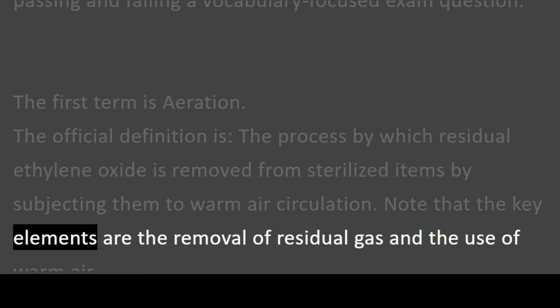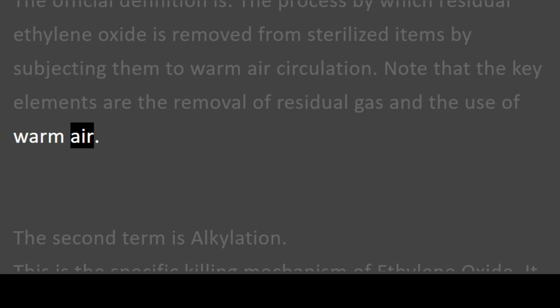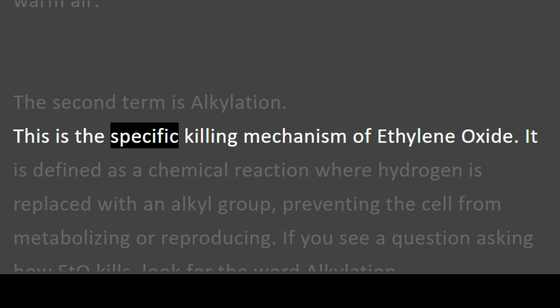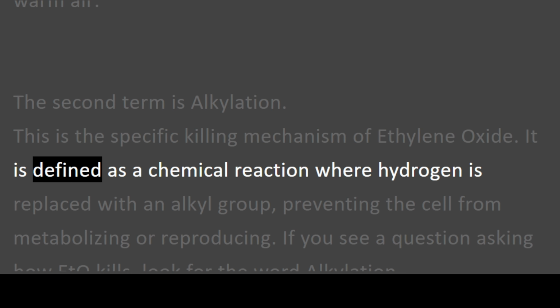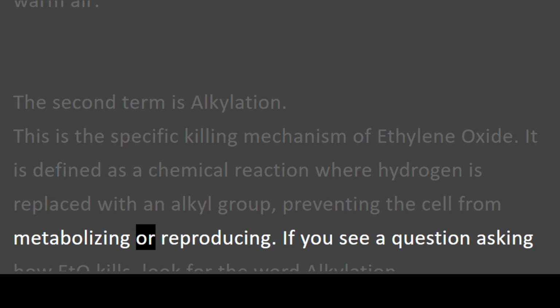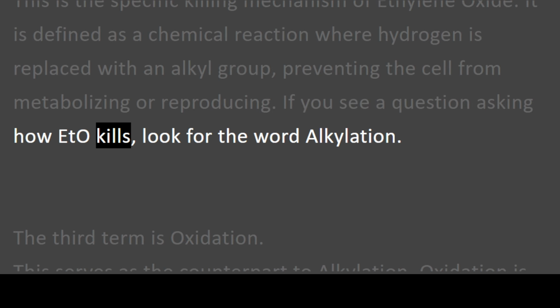Note that the key elements are the removal of residual gas and the use of warm air. The second term is alkylation. This is the specific killing mechanism of ethylene oxide. It is defined as a chemical reaction where hydrogen is replaced with an alkyl group, preventing the cell from metabolizing or reproducing. If you see a question asking how EtO kills, look for the word alkylation.